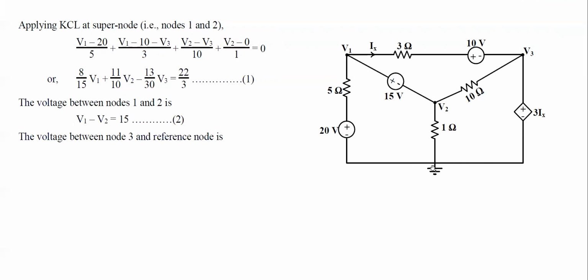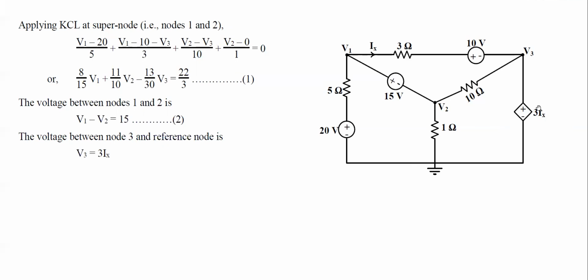Now, we can see that there's a voltage source connected between node V3 and the reference node. So here also we can easily write V3 minus 0 equals 3Ix. Since V3 is connected to the positive terminal of the source and the 0 reference node is connected to the negative terminal of the source, we can write V3 equals 3Ix. But in this case, since this is a dependent source, the value of this source depends on the current. This is a current dependent voltage source.